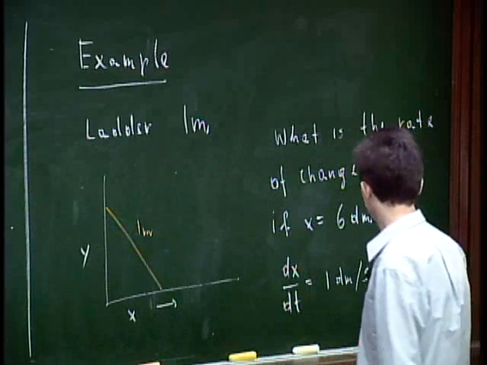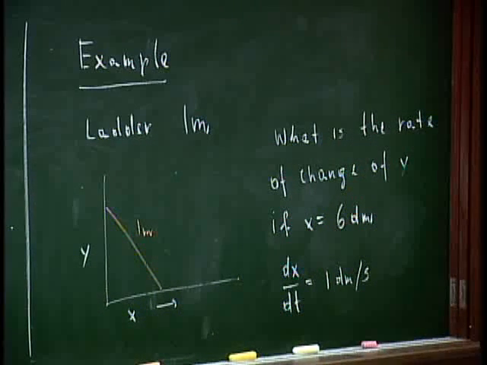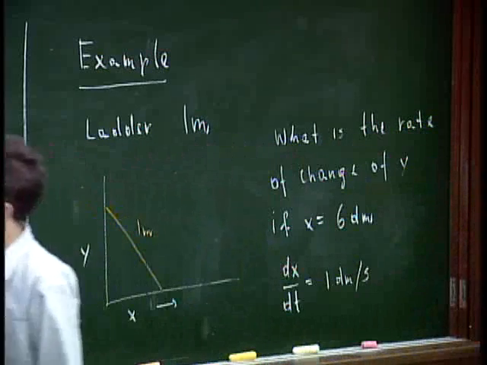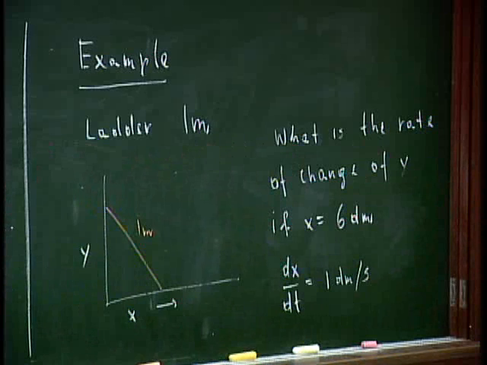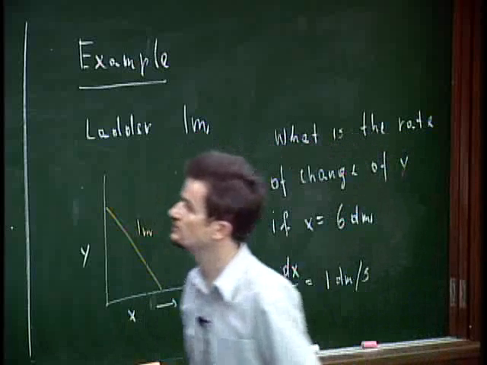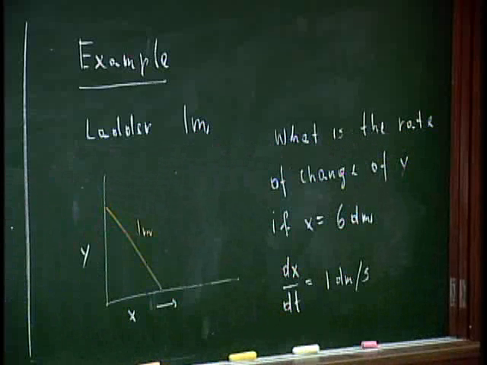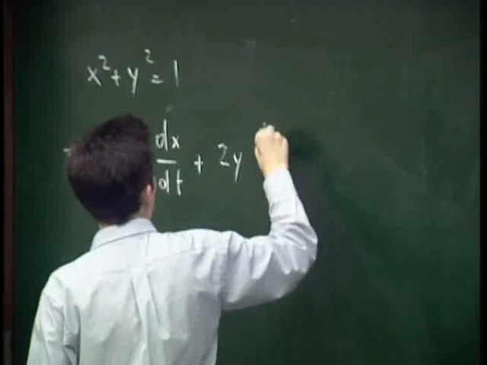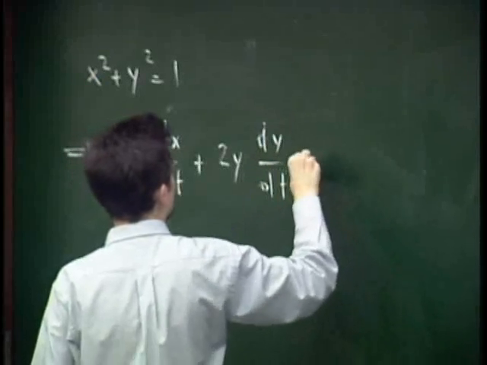To find the relation between the involved quantities is very easy, because you know that x squared plus y squared is equal to 1. Now, x and y both depend on the time. So you can take the derivative here by using the method of implicit differentiation. So 2x dx over dt plus 2y dy over dt is equal to 0.